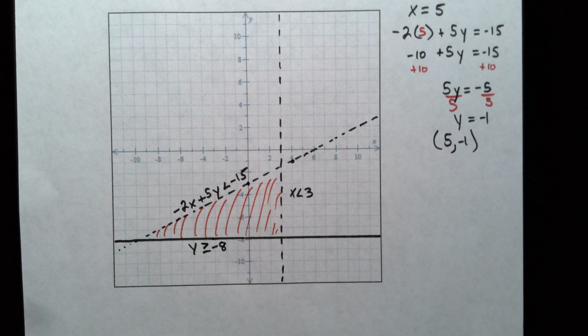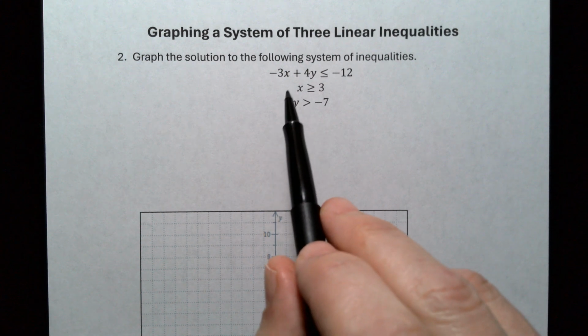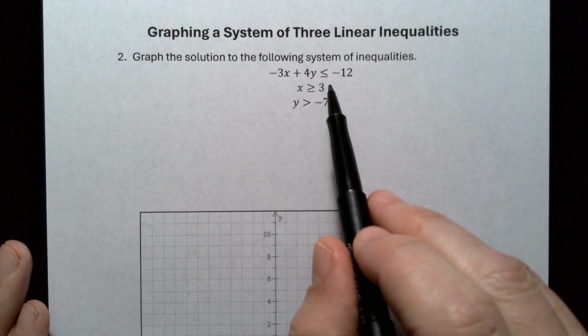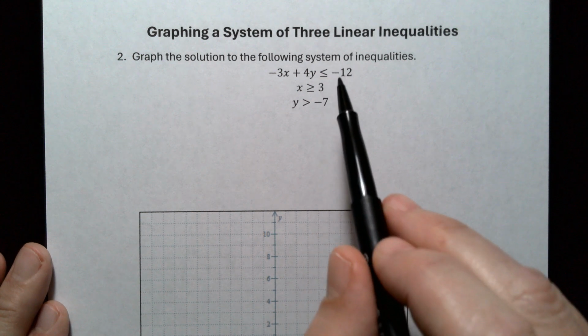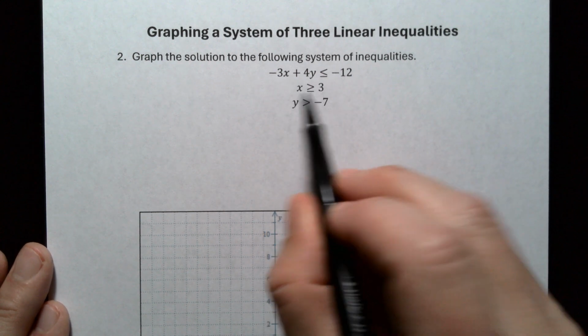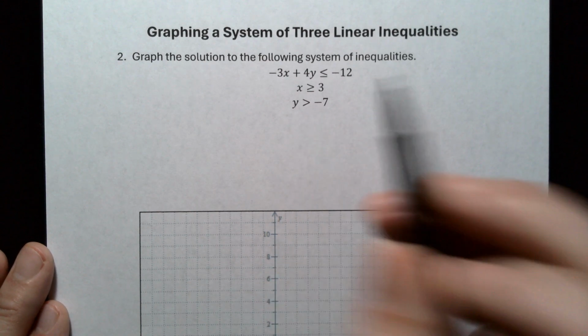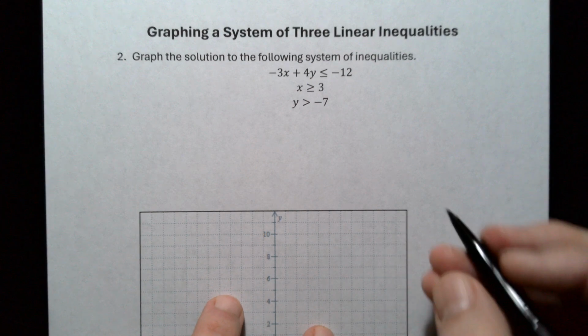Okay, let's try another one. This one has negative 3x plus 4y is less than or equal to negative 12. That'll be a solid line, and this will be linear. And x is greater than or equal to 3, also a solid line. And y is greater than negative 7. That'd be a dotted line. So let's do the same thing we did last time.